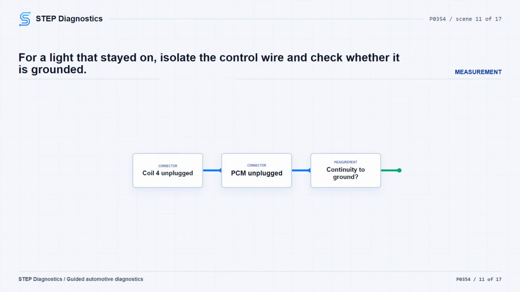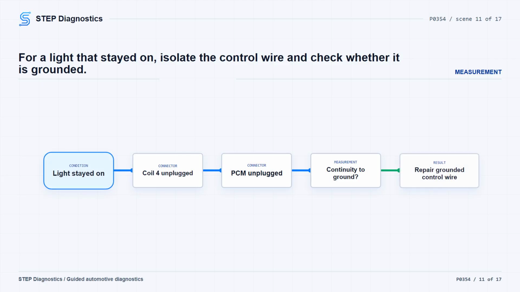If the test light stayed on constantly during the control circuit check, isolate the ignition coil 4 control circuit and check it for a short to ground. Turn the ignition off, disconnect the ignition coil 4 connector, disconnect the PCM connector, and check continuity between ground and the control circuit at the ignition coil 4 connector. If there is continuity to ground, repair the control circuit for a short to ground, then verify the repair and confirm the code stays gone. If there is no continuity, continue to the coil swap check before condemning the driver.